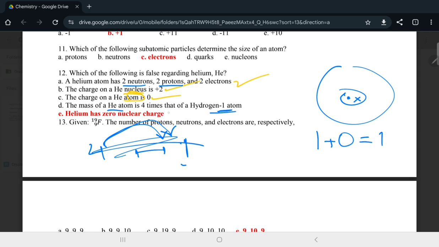Now, helium has 0 nuclear charge. This is false. Helium does have a nuclear charge. Although the charge of the helium atom is 0, that doesn't mean that its nuclear charge is 0.